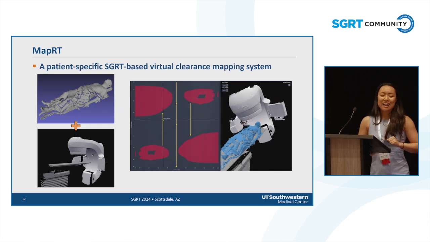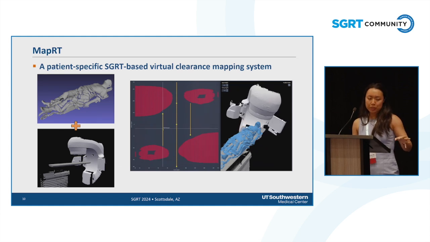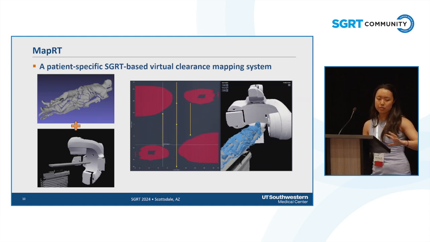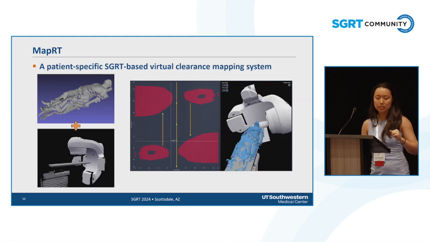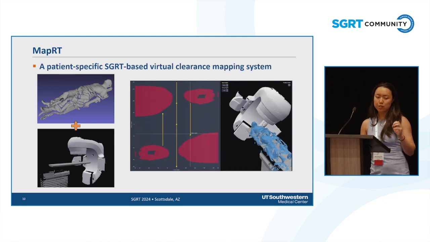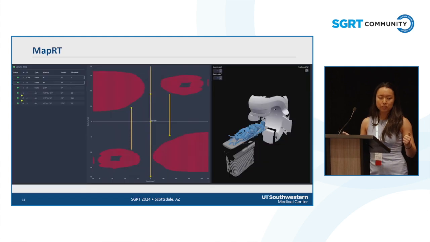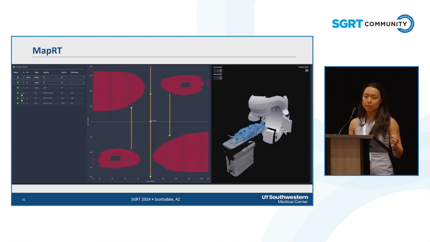Yep, there you go. And a manipulatable machine model. So you can rotate the machine, the linac around, rotate the couch around, and then it essentially visualizes your available beam space. So to put it in a little more detail, this is the user interface for MapRT.